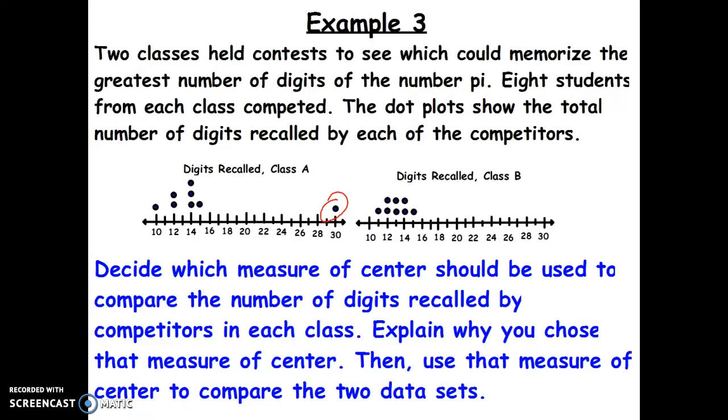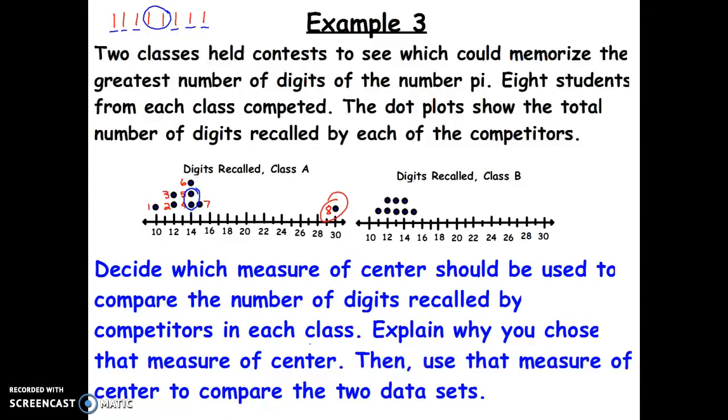Now, in order to compare, we need to identify what the median is. So just like we numbered our histogram, we're going to number our dot plot. So this would be data point 1, 2, 3, 4, 5, 6, 7, 8. So we have 8 data points. And we're going to have to decide where the middle is. These 2 data points are in the middle. So we're looking at data points 4 and 5.